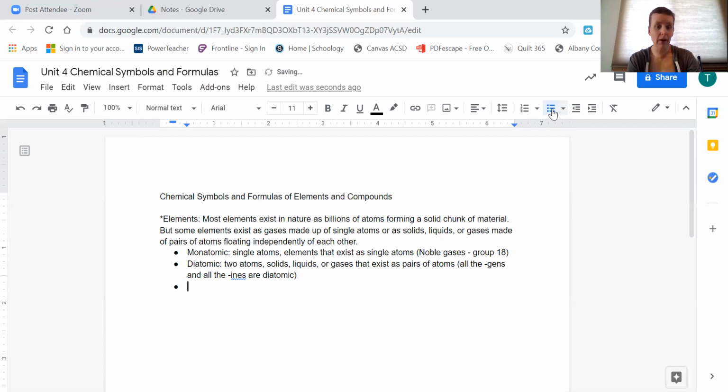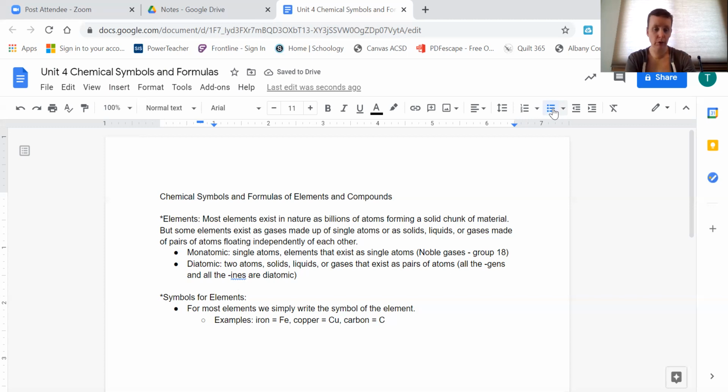Okay, so now let's talk about how we write symbols for these elements. For most elements, I'm going to put that on a different line, sorry. For most elements, we simply write the symbol of the element. So you just look for it on the periodic table, and you just write its symbol. So iron would be Fe, okay? Copper, Cu. Carbon, C. So you just look for it on the periodic table, write its symbol. Pretty simple. All right.